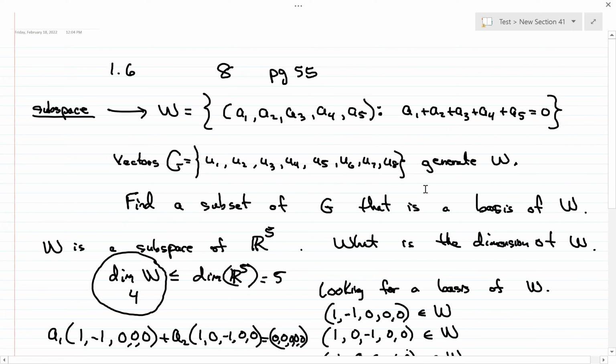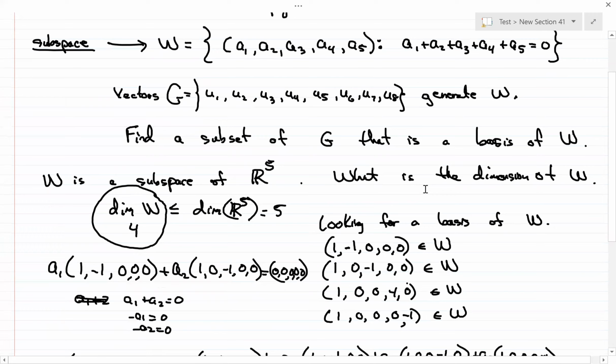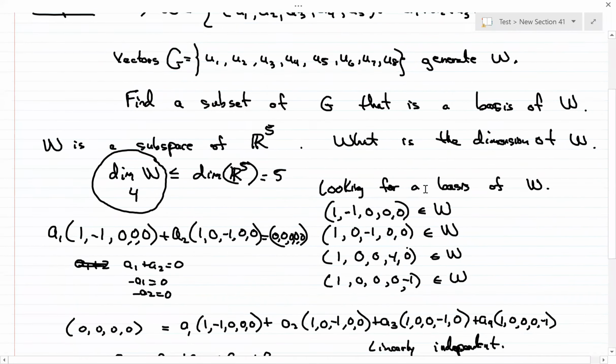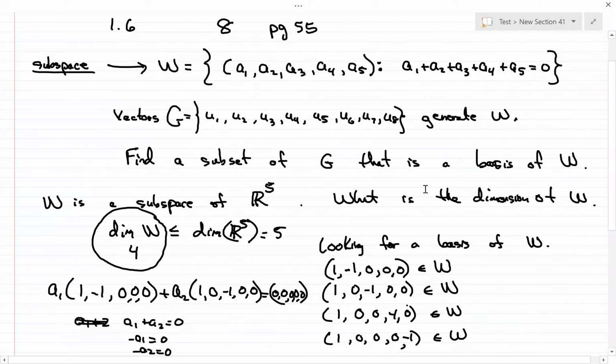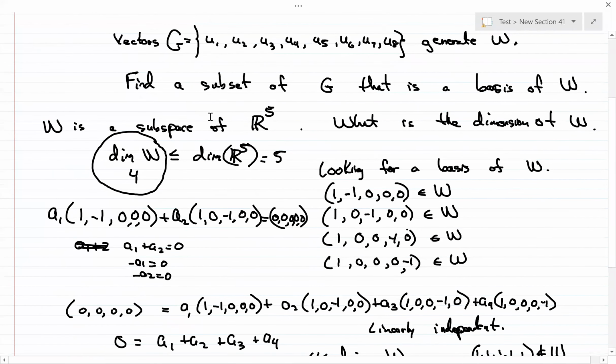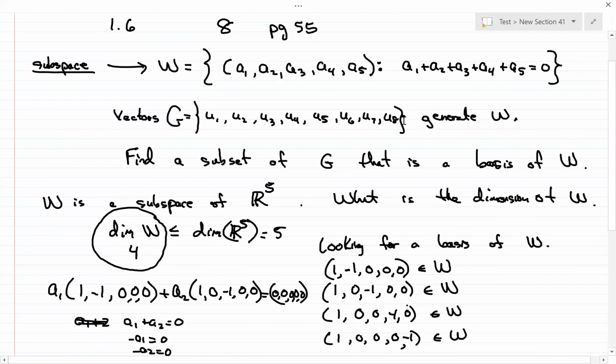Okay, so what's an efficient way to do that? Maybe we can start just by looking at some of those vectors and seeing that some of them are linear combinations of others. So I haven't done that yet. So the plan is looking at all these 8 vectors and try to reduce them to a set of 4.